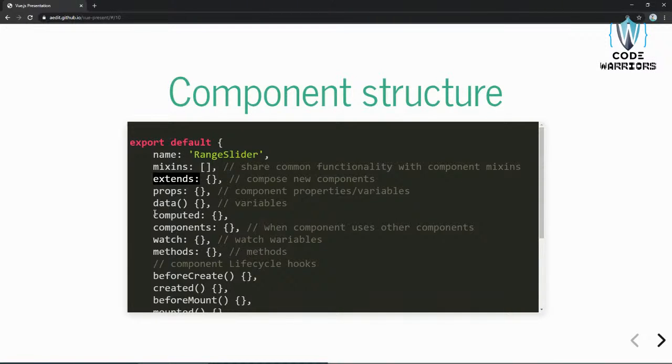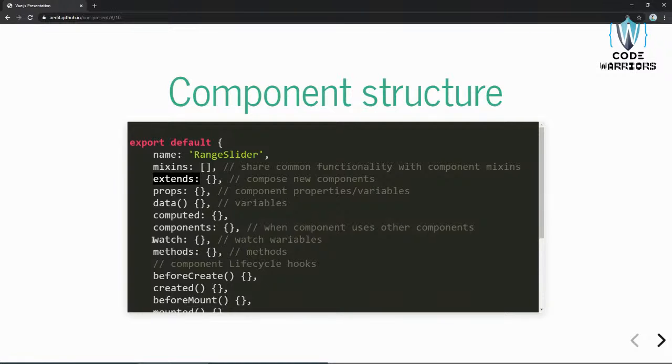Computed properties are used whenever we need to do some heavy computation on data properties. And we use components when we want to use another component from a different file in this component, in the HTML for this component.